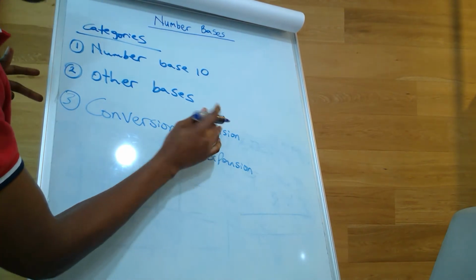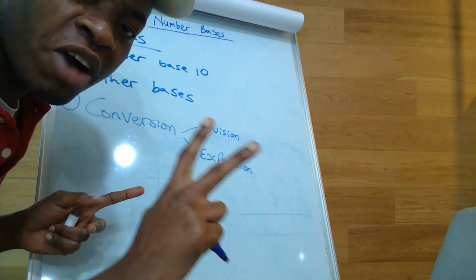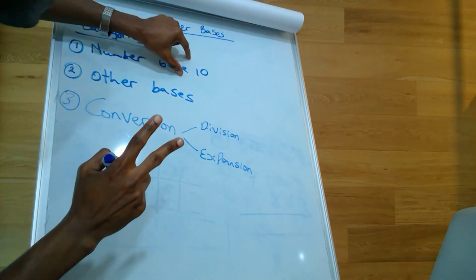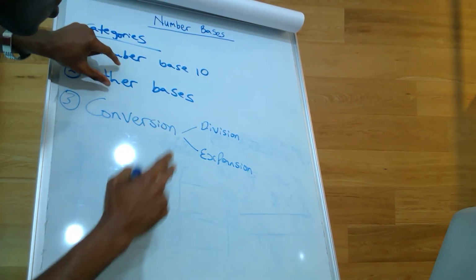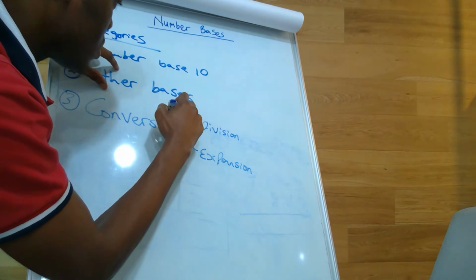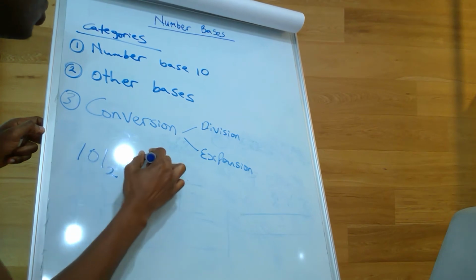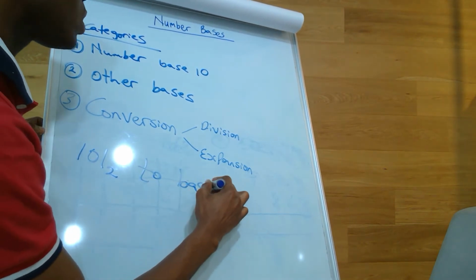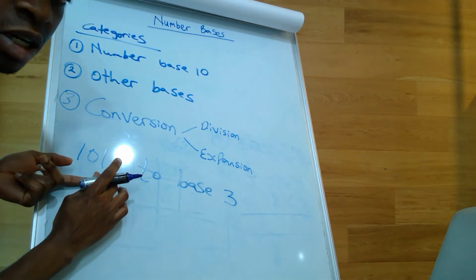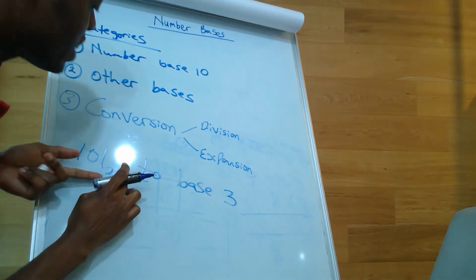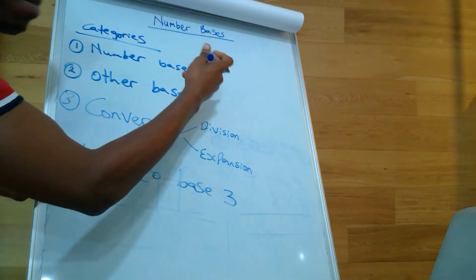Now, when you are converting, you can only convert from base 10 to other bases, or from other bases to base 10. You cannot convert other bases directly to other bases. For example, they ask you to convert 101 to base 3. This question is a technical question. You can't convert from base 2 directly to base 3. You must know that you have to go back to the normal number, which is base 10.